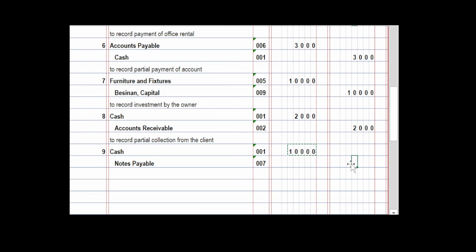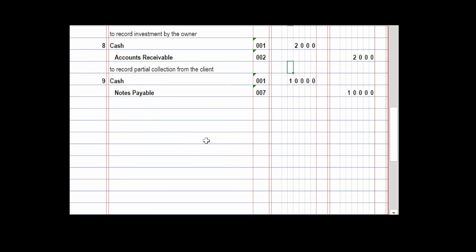Copy natin dito sa ating credit. Okay. To record. Pwede natin lagay to record borrowings from the bank. Okay. So, pwede na yan.